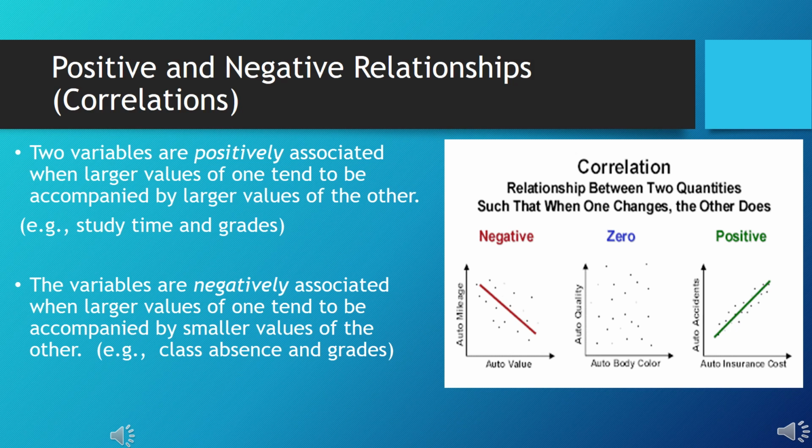The variables are negatively associated when larger values of one tend to be accompanied by smaller values of the other. For example, as class absences increase, your grades may decrease. Or based on the picture to the far left, as auto mileage increases, auto value decreases. Notice the graph in the middle represents no correlation between variables.